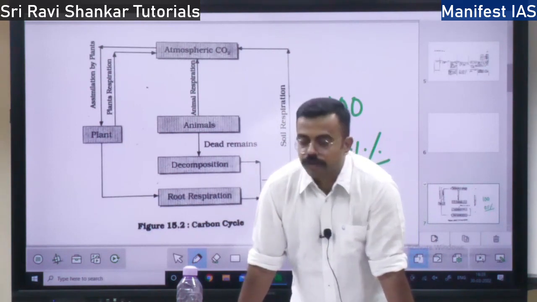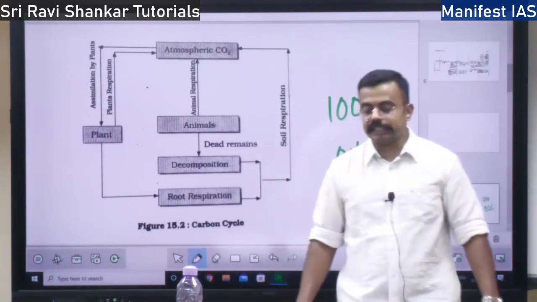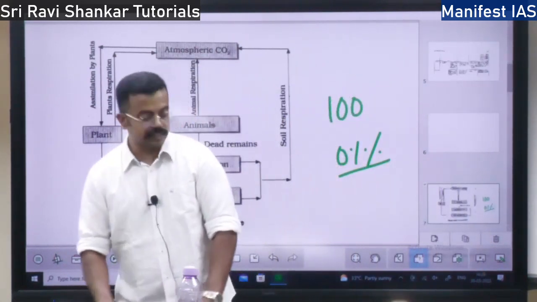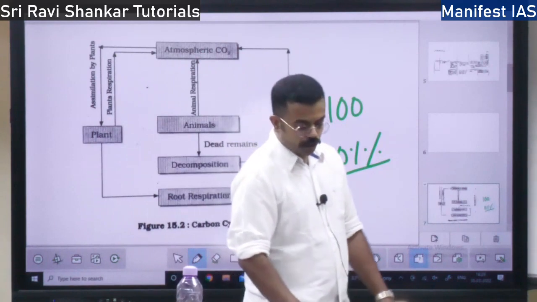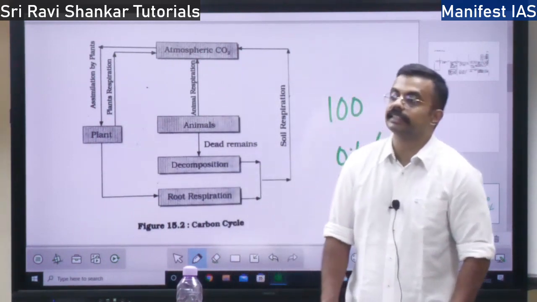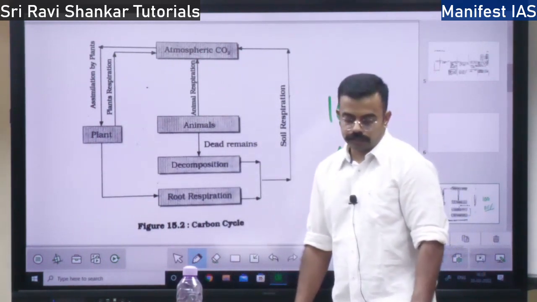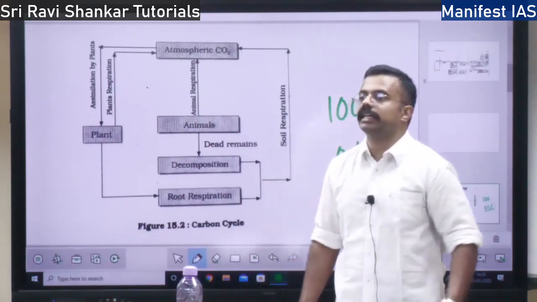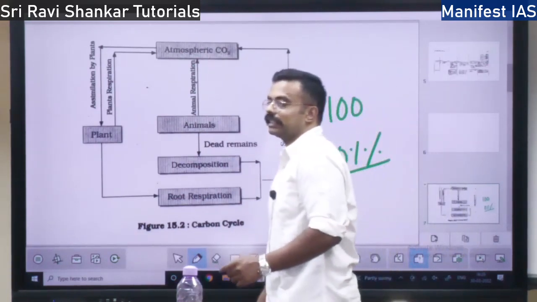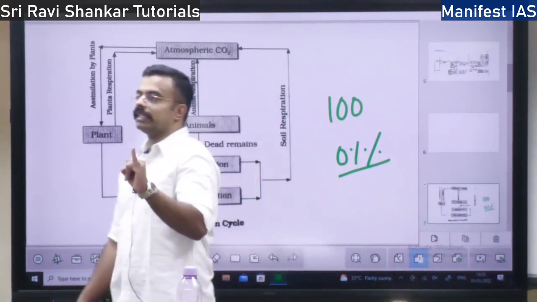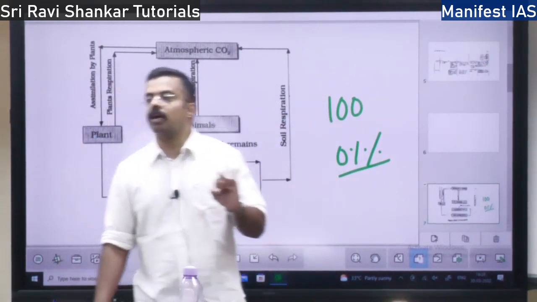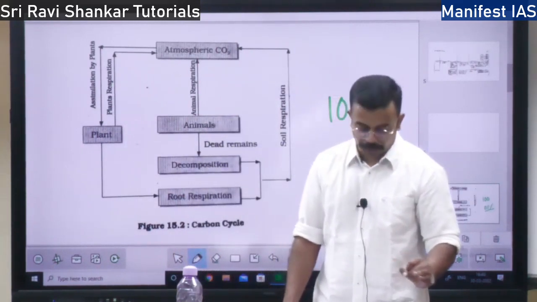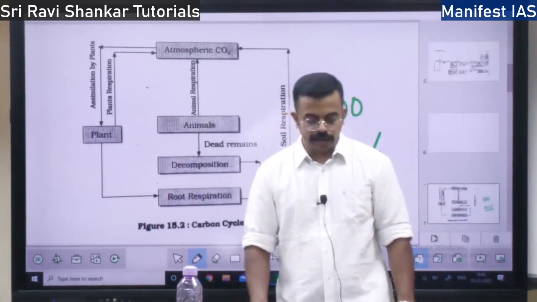So there are two types of cycle. The first type is the sedimentary cycle and the second type is the gaseous cycle. What you saw now of the carbon dioxide is a gaseous cycle, right? Where are these gases saved? The reservoir for gases is either the atmosphere or the oceans. So the gaseous cycle source is the atmosphere or oceans, right?